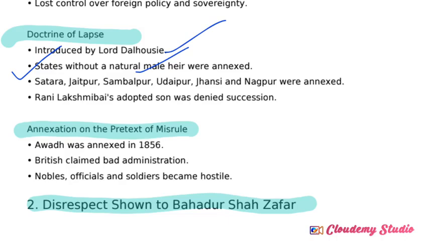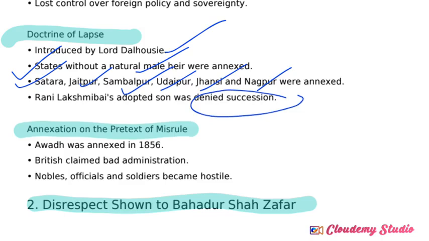A very good example: they may ask you to name the states annexed under the doctrine of lapse, right? So note down: Satara, Jaipur, Sambalpur, Udaipur, Jhansi, Nagpur. These were the states initially annexed by the Britishers. Later some other states also came under British rule. Rani Lakshmibai's adopted son was denied succession. This is one of the very important concepts.